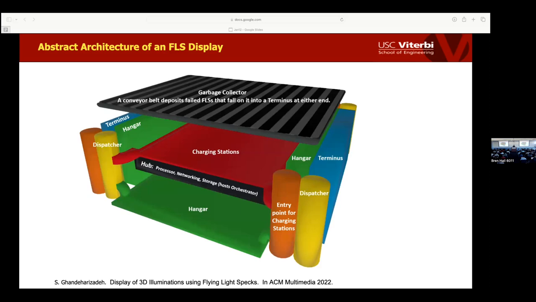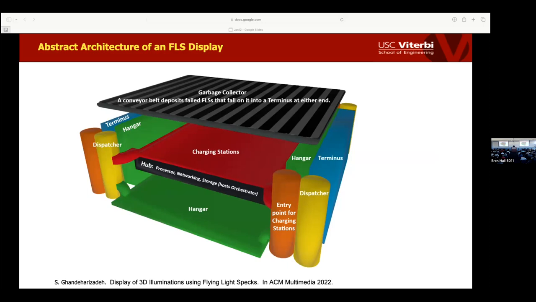Below it are the hangers where the FLSs are housed. And these FLSs, we are assuming, are battery powered. So there are charging stations that are set aside to charge these FLSs. And FLSs can fly into those orange cylinders on the side to gain access to the charging stations. And then they're dispatched from the yellow cylinders that dispatch them for illuminating three-dimensional shapes.